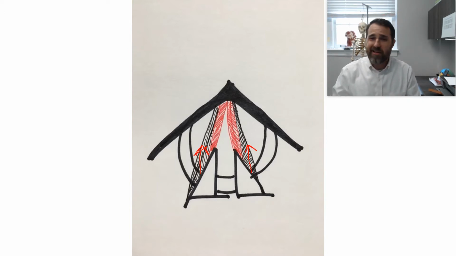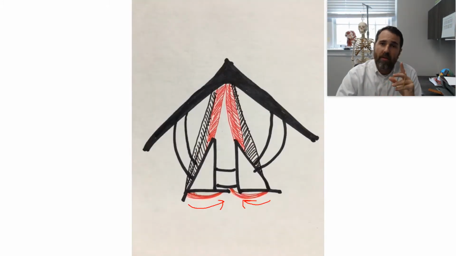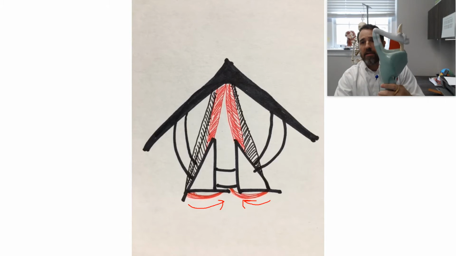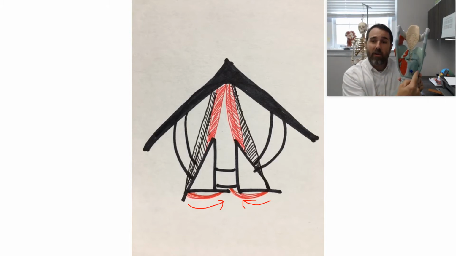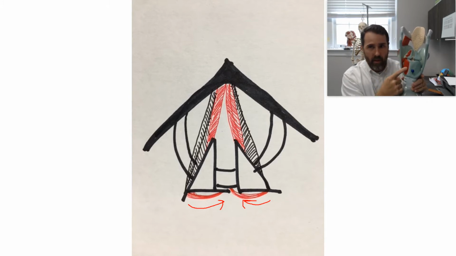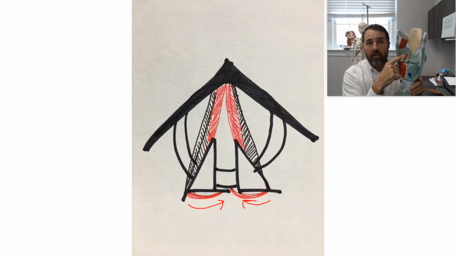So the thyromuscularis is known as a relaxer of the vocal folds. The next muscle we're going to talk about is the posterior cricoarytenoid. So posterior, meaning that it is on the back of the larynx. Crico, meaning it runs from the cricoid up to the arytenoids, cricoarytenoid.